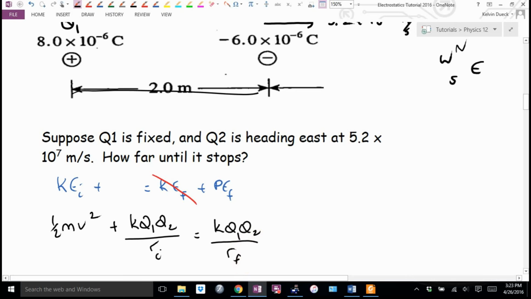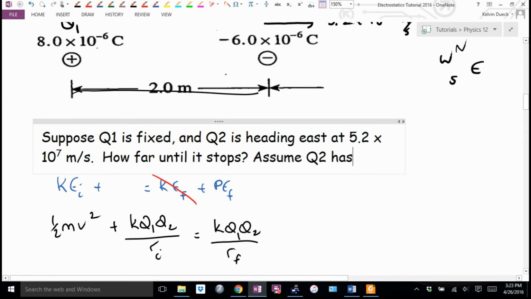Okay. Now, I haven't given you the mass. In this question, I would have to say something like, assume Q2 has mass 1.67 times 10 to the negative 3. There you go. Oh, to negative 27. Well, you're making it a proton. I know this can't be a proton because its charge is too big. If it was a proton, the charge would be 1.6 times 10 to negative 19. And you know what? This has got some oomph to it. I'm going to go, how about, to the negative 10 kilograms.